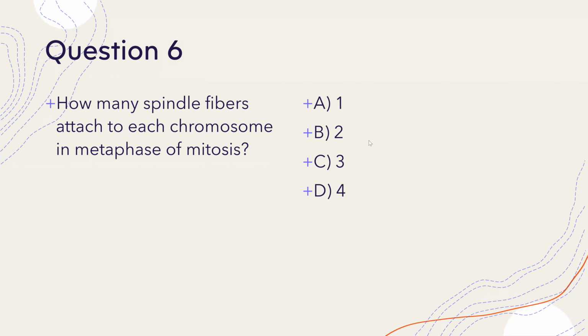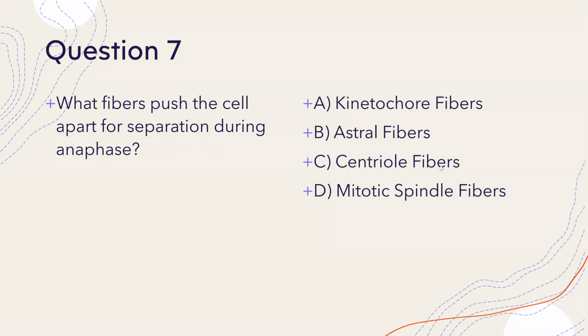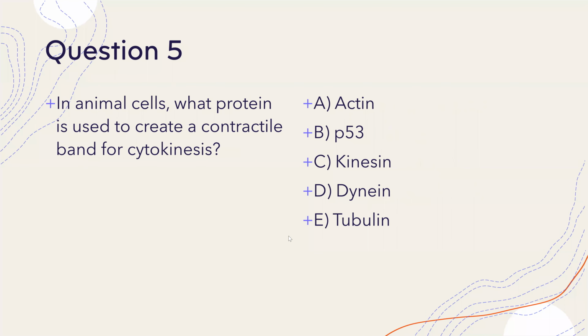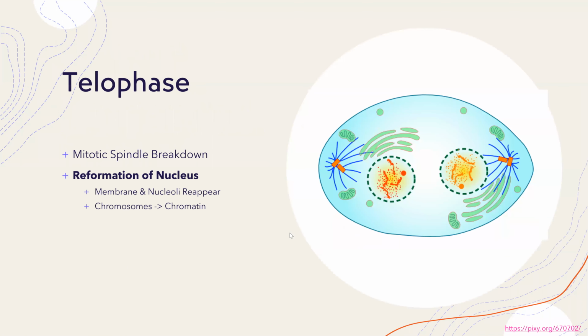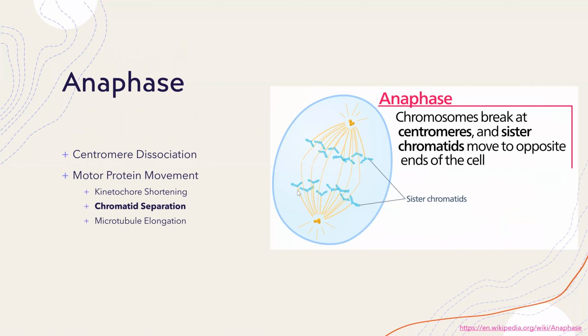And then we have centriole fibers. That's, I guess, a phrase that I just made up. And the last thing is mitotic spindle fibers. So those are the fibers here we see in anaphase that don't connect to the chromosome, because those are kinetochore fibers, and don't connect to the cell membrane, because those are astrofibers, but instead connect the two opposite centrosomes. And those are mitotic spindle fibers.